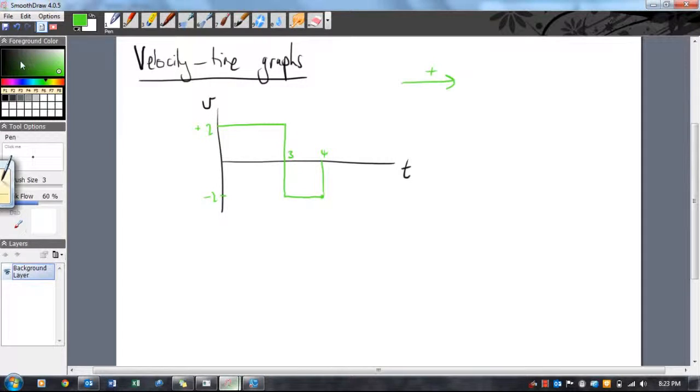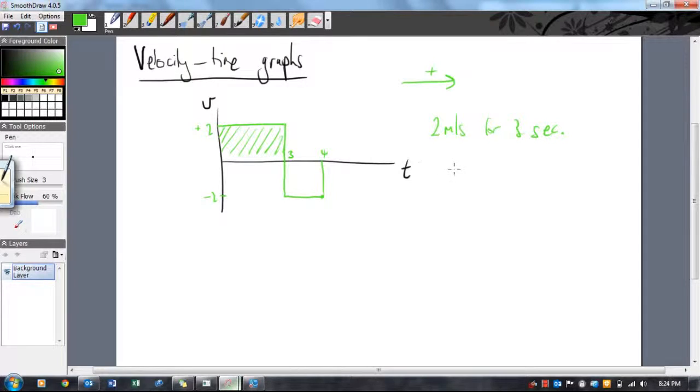So I'm walking at 2 meters per second for 3 seconds. How far do I travel? So let me just write that down. I'm travelling at 2 meters per second for 3 seconds. How far have I travelled in that time? Well, 2 meters per second times 3 seconds, 2 times 3. In other words, it's the area under here, 2 times 3. So the area under this graph locked in here is the distance travelled in that time.